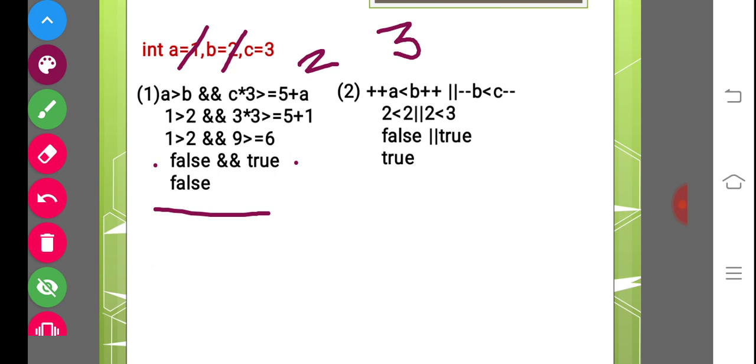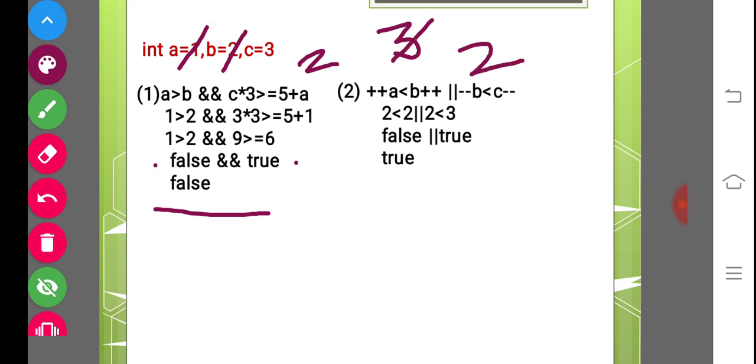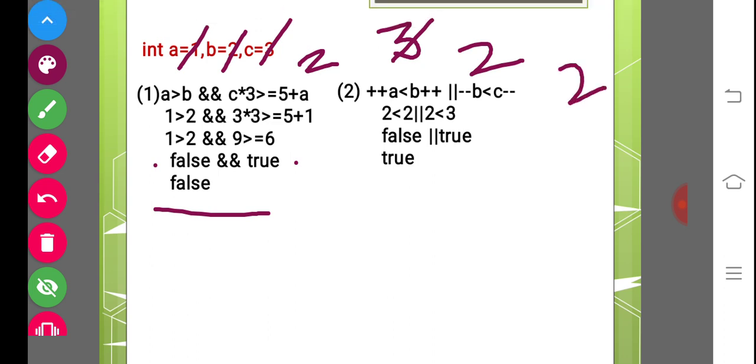OR operator --b, after the execution of --b, b again becomes 2, and this is a prefix, so I'm using the updated value 2, is less than c--. After the execution of c--, c is again 2, but as this is a postfix, I'm using the original value, which is 3. Now one is false, another one is true. In case of the OR operator, the answer is true.